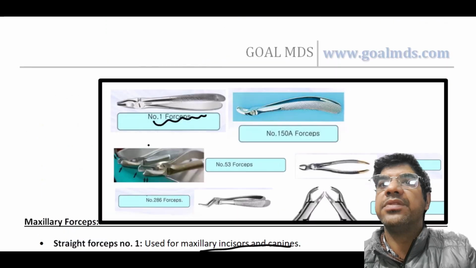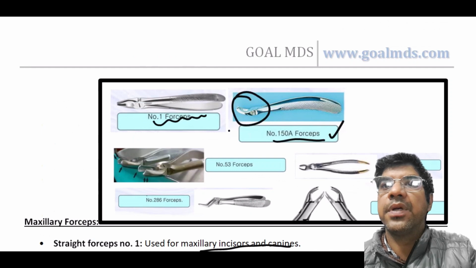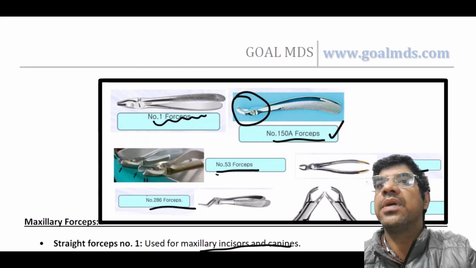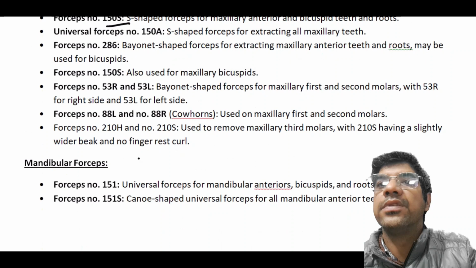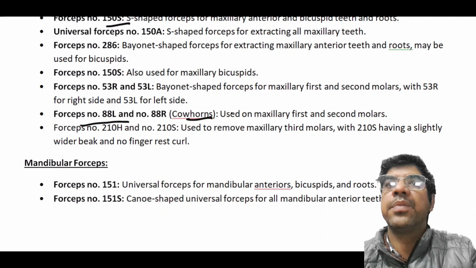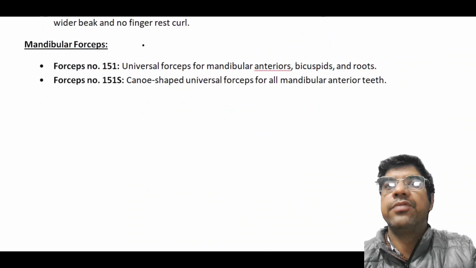Other is forceps number 65, 150. So this one is the 150A forceps that is used for the premolars. Others are number 53 forceps, number 210 forceps, 296 forceps, and number 88 forceps. Forceps number 88, the cow horns, are used on maxillary first and second molars. Forceps number 286, bayonet forceps, are for extracting maxillary anterior teeth, and the roots may be used for the bicuspids.